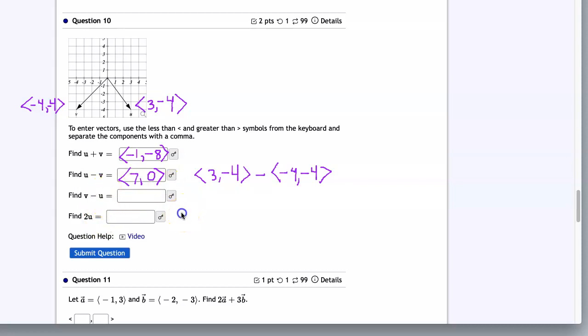2u, this is called scalar multiplication of a vector. So you take 2 and you multiply it times the vector u, which is 3, negative 4. And then the answer is just multiply the 2 times each of the components. It's going to feel like the distributive property.